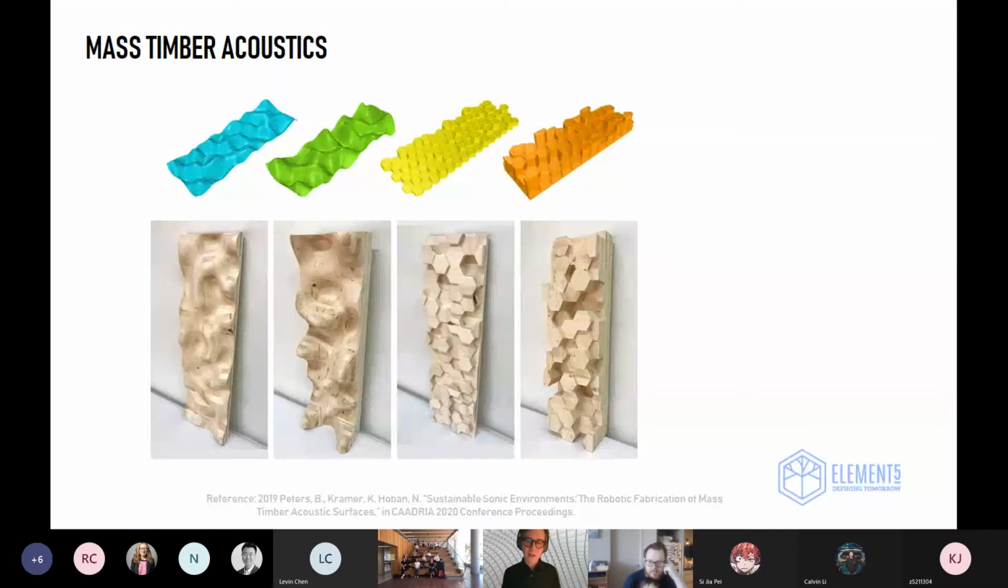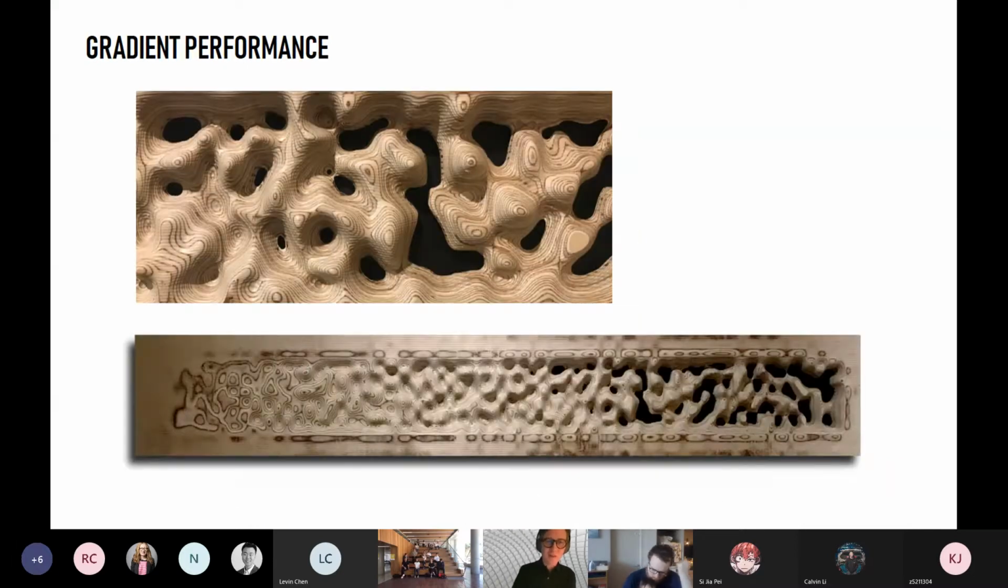Also collaborating with a local mass timber manufacturer, looking into the prefabrication of acoustic properties within mass timber surfaces, building on that earlier research in understanding the nature of surfaces and their diffusive characteristics, and then being able to use the robot to prefabricate those.